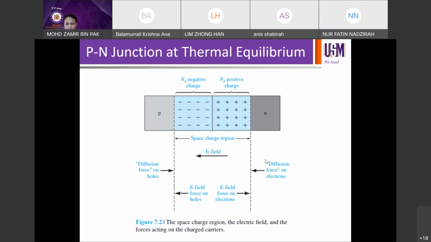As long as you have the field near the region or applied to the material, you're going to have a drift component. But in this case, we're talking about the internal electric field, right? Okay. Right, good question.